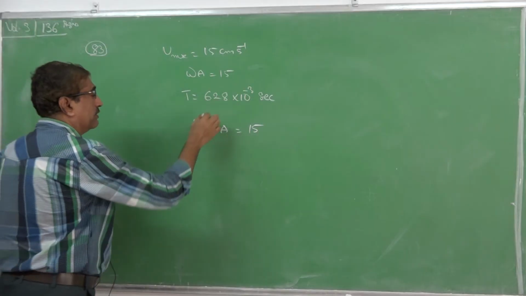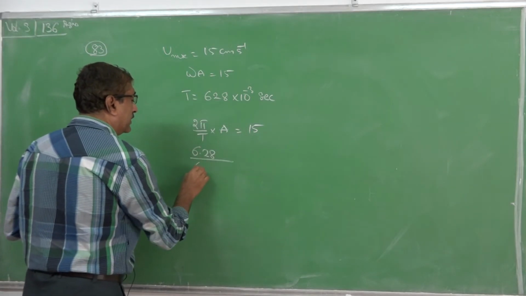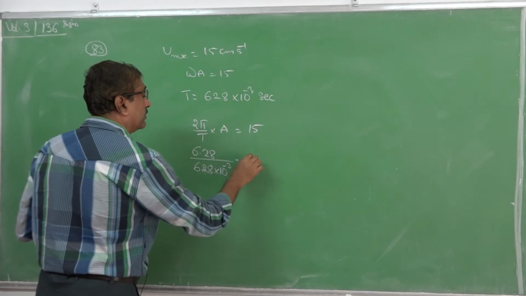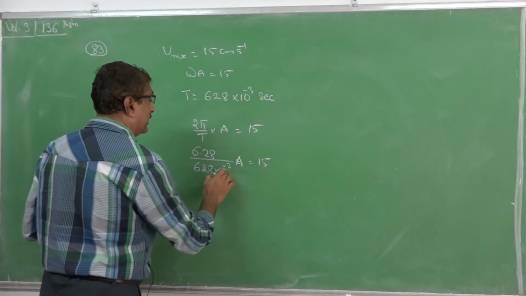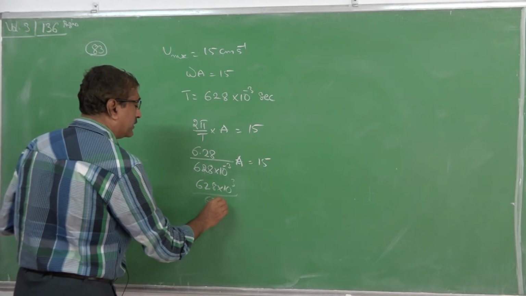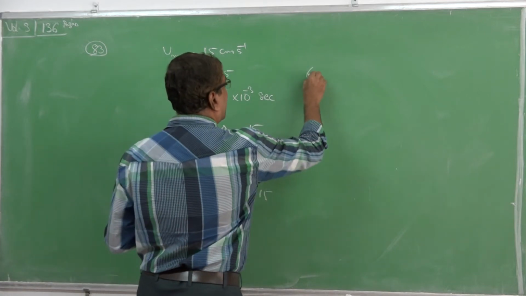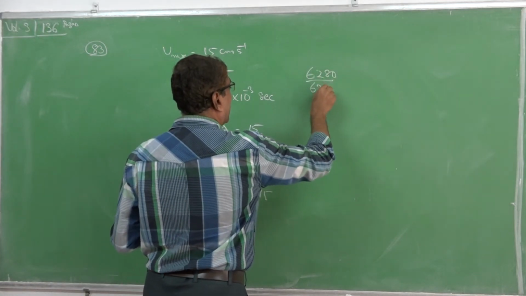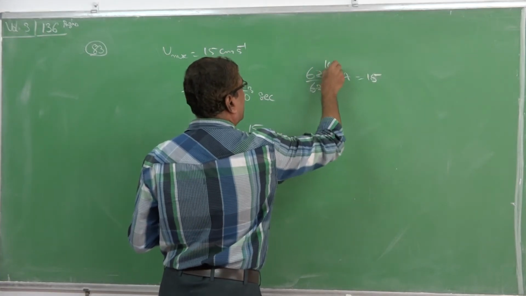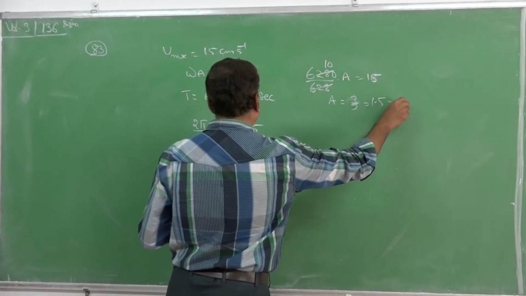So now substituting this one, 2 pi means 6.28 divided by 628 into 10 power minus 3, into A is equal to 15. Actually this is 628 10 cube by 6.28 into A equal to 15, and that is 6280 by 628 into A is equal to 15. So this is 10 times, so A is equal to 3 by 2, 1.5 centimeter.